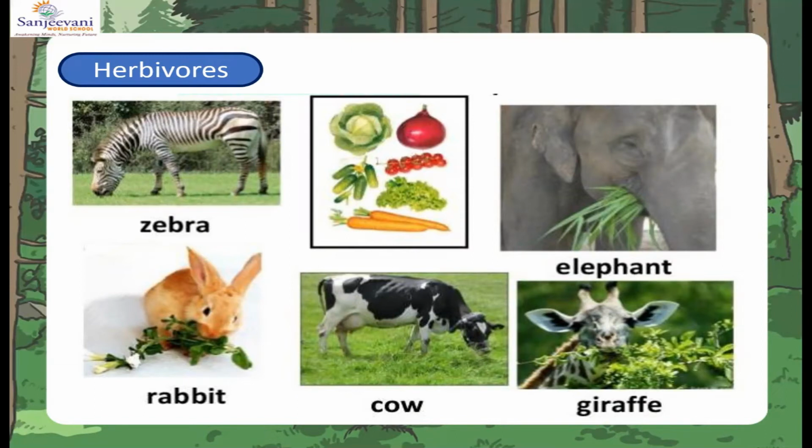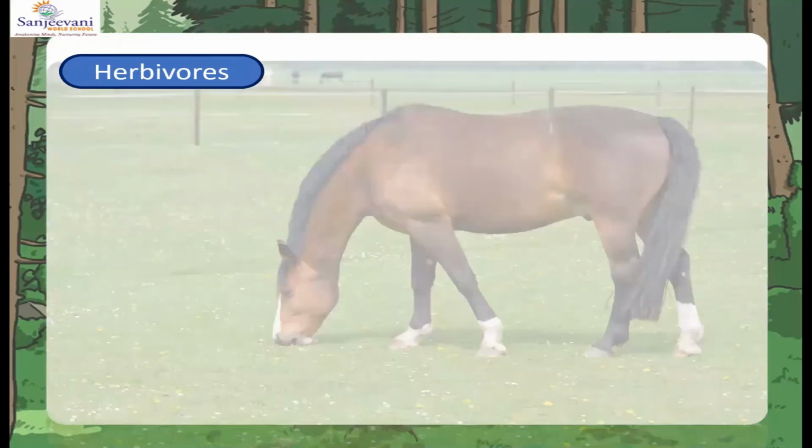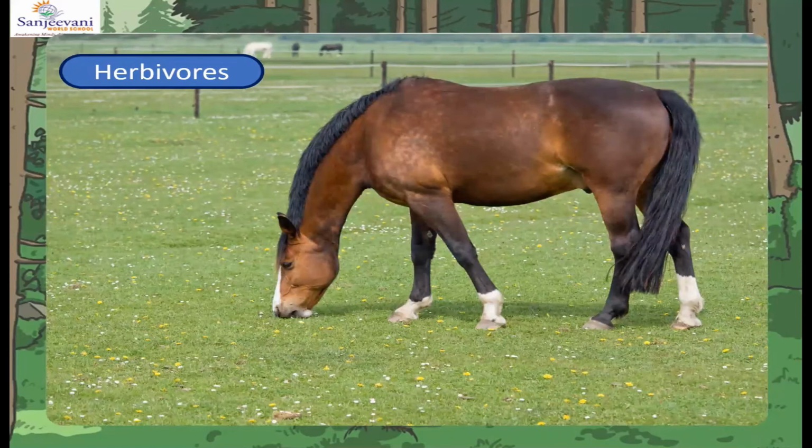Herbivores such as zebra, elephant, rabbit, cow, giraffe eat plants. They have very sharp front teeth to bite and cut the plant parts and strong large grinding teeth for chewing their food. They also have strong and long legs which help them to walk long distances to search for food.